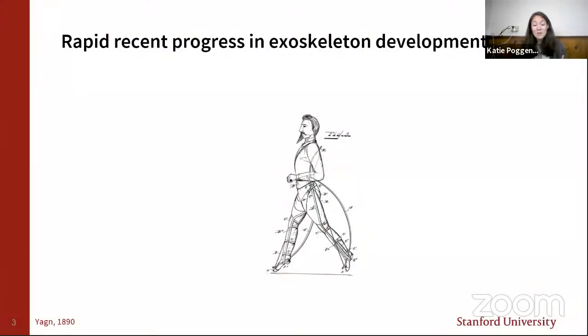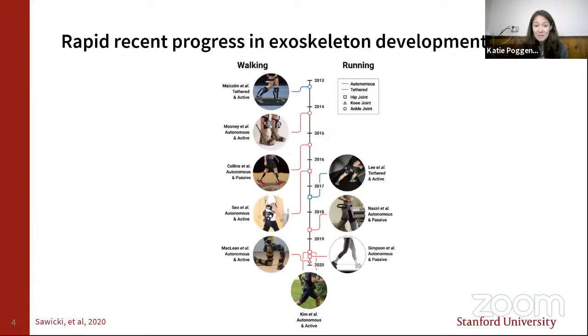As a field, we've made massive strides in exoskeleton design, starting with a concept in the late 1800s and progressing to today, where we can reduce the energy cost of locomotion using a wide variety of exoskeletons. These devices all work really well, but I would argue that the next big step in exoskeleton development is to address the missing part of these pictures, the human.